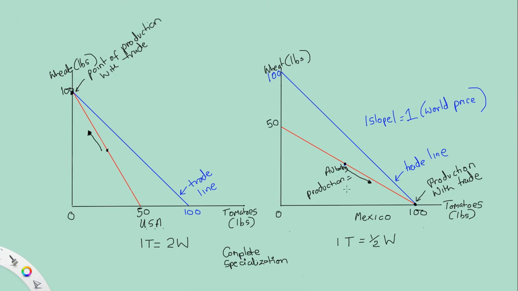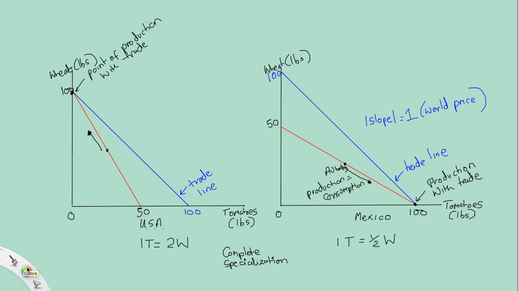But in trade, you can specialize in the thing that you do best. In this case, for Mexico, it's tomatoes. You can specialize in that which you do best, and you can trade your surplus to the other country. So this is why trade can be very powerful, because it enables countries to consume outside of the PPF.